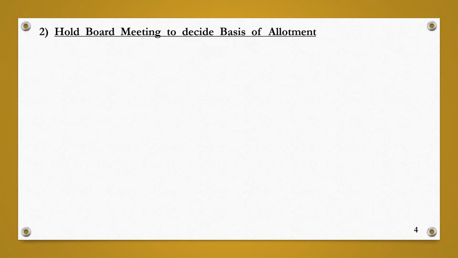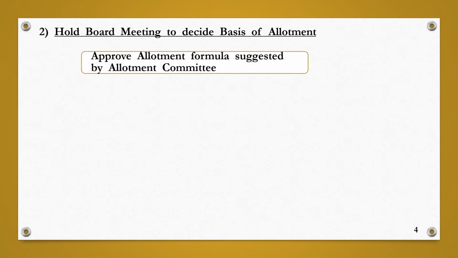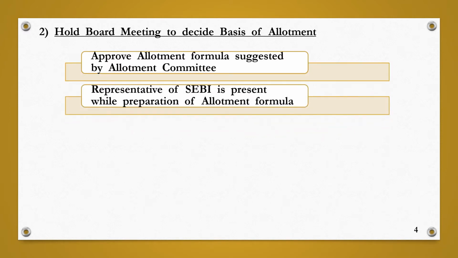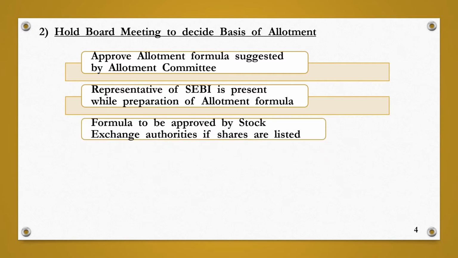The next step involves conducting or holding a board meeting so that the decision relating to the basis of allotment can be finalized. This meeting is basically conducted to approve formula of allotment which is suggested by allotment committee. While the formula for allotment is being prepared, a representative of SEBI is also present to protect the interest of investors. The allotment formula also requires approval by stock exchange authorities if the shares are listed.